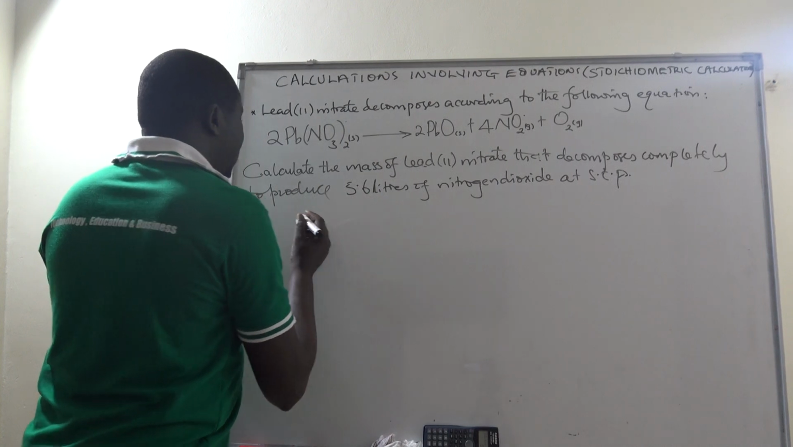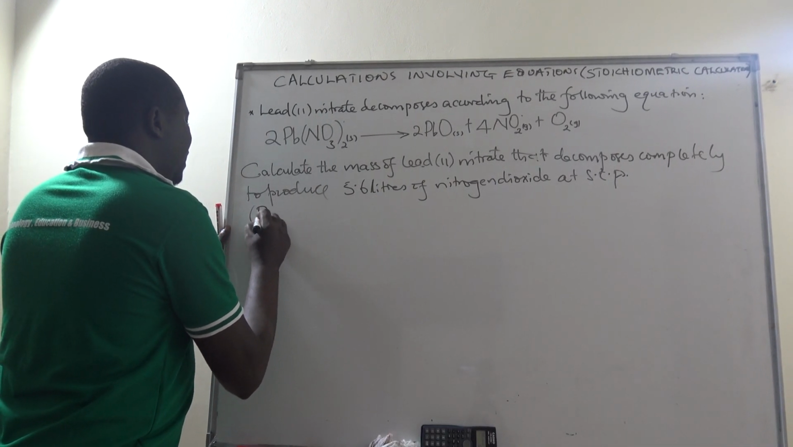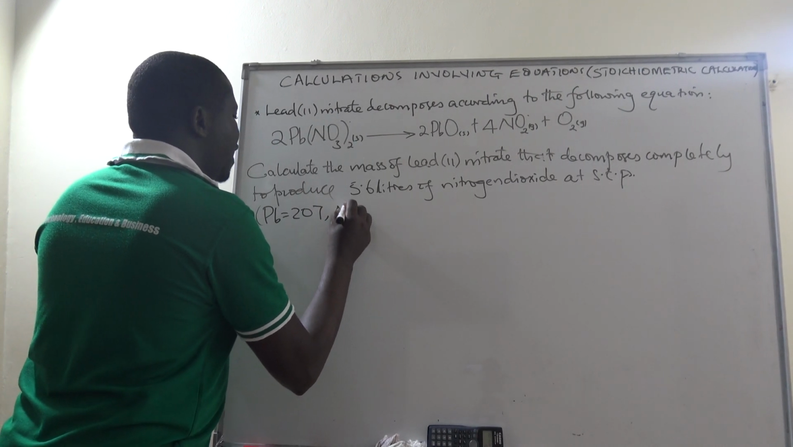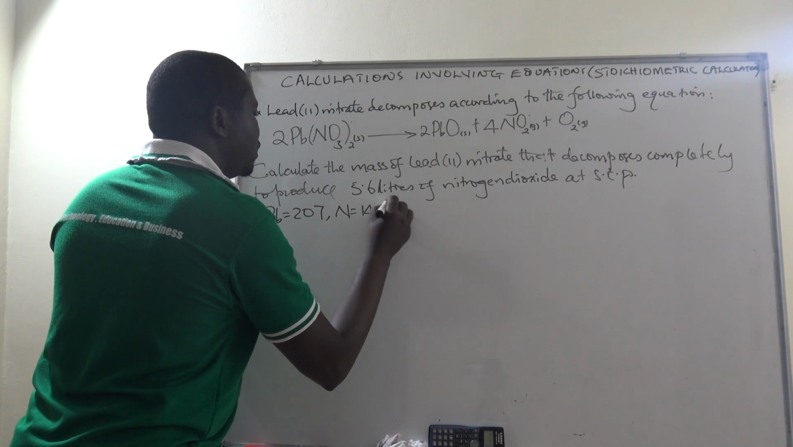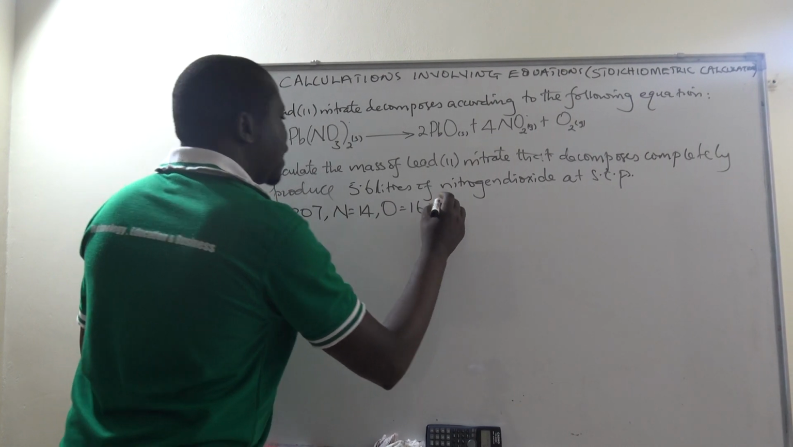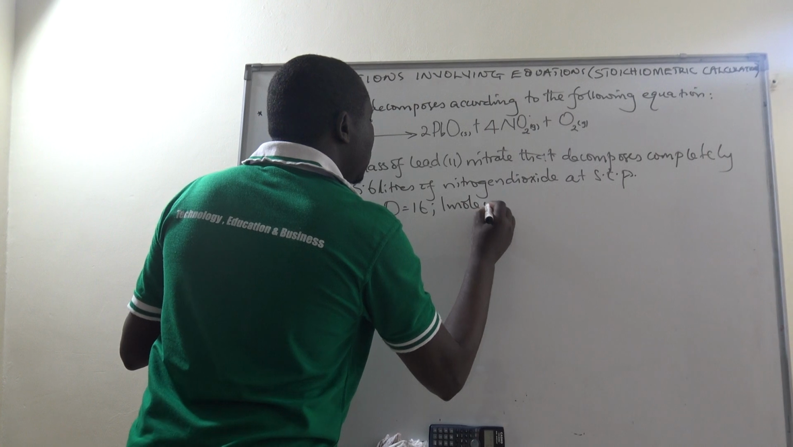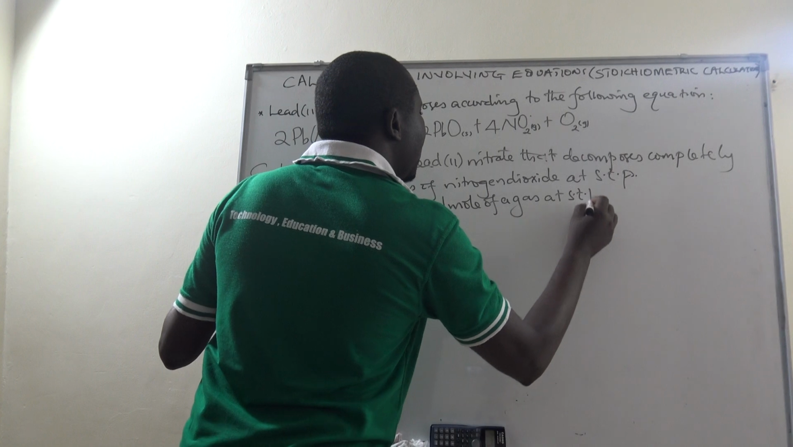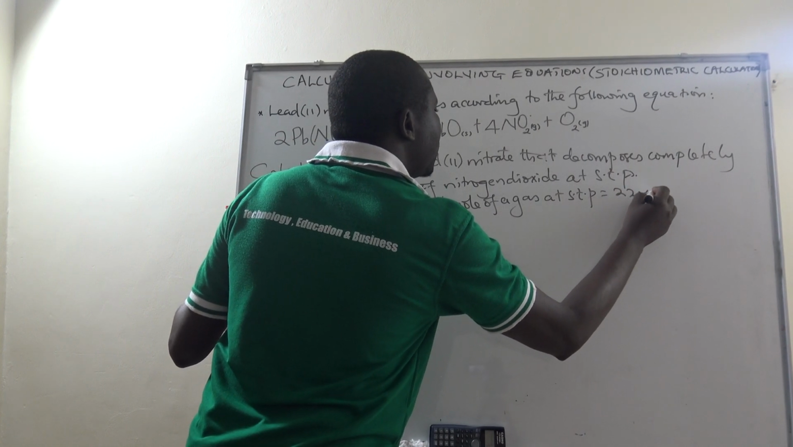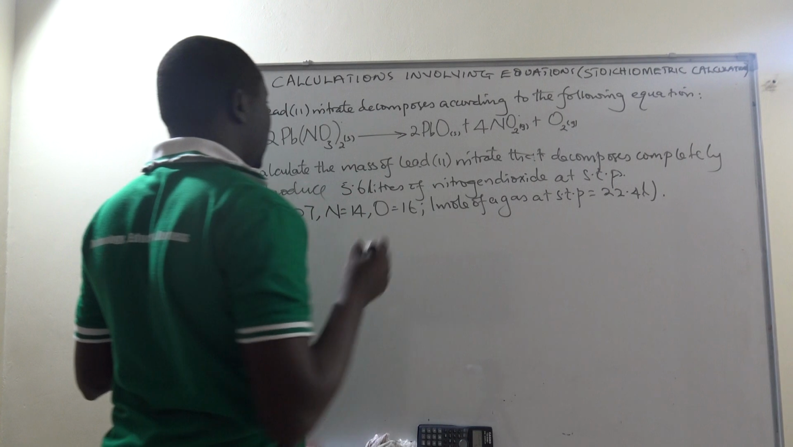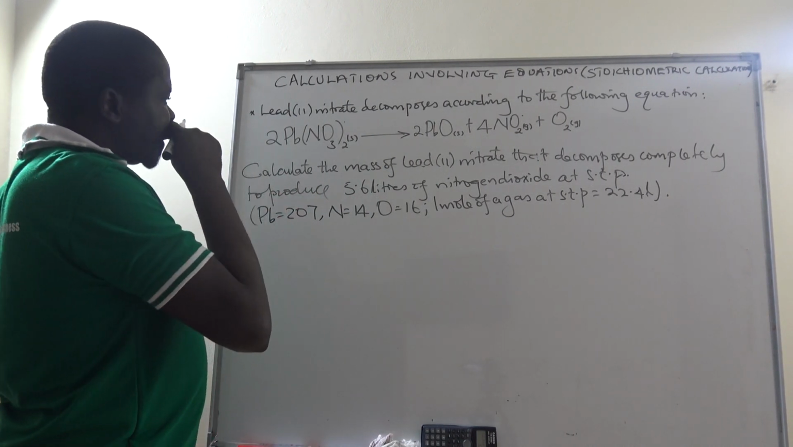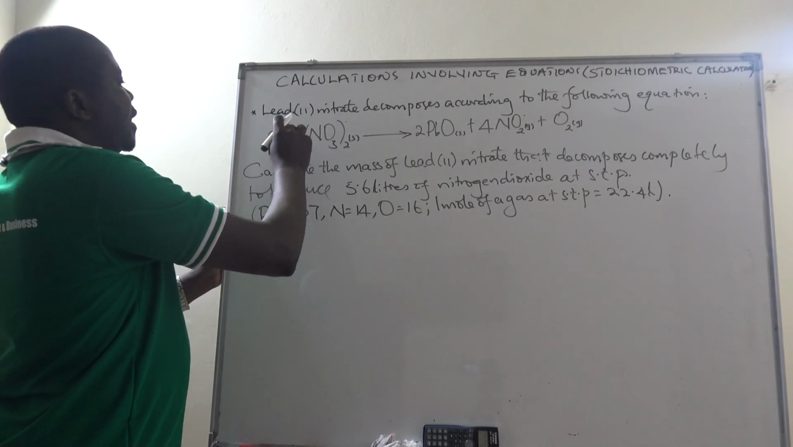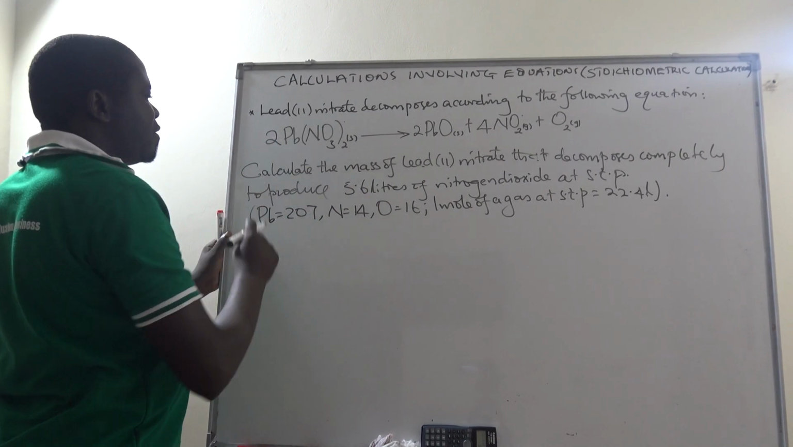So let us see what has been added for us here. The relative atomic mass of lead is 207, nitrogen is 14, oxygen is 16, and then 1 mole of a gas at STP has a volume of 22.4 liters. So we are going to use this in getting what we want. First of all, lead (II) nitrate, we shall deal with its mass.